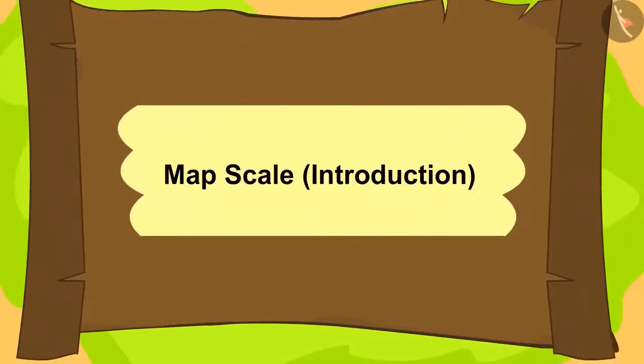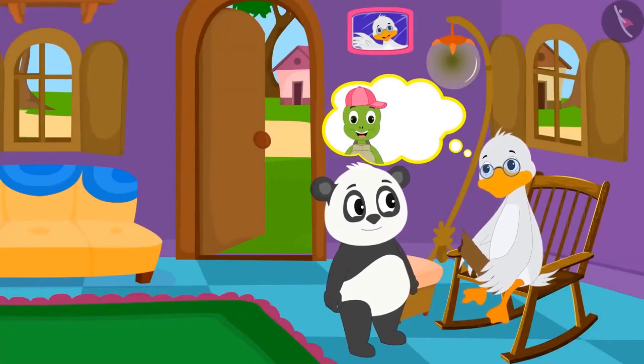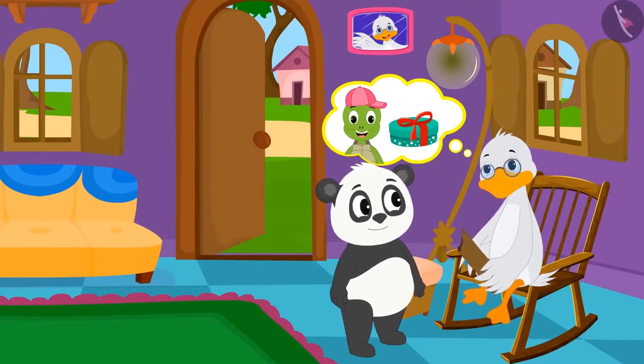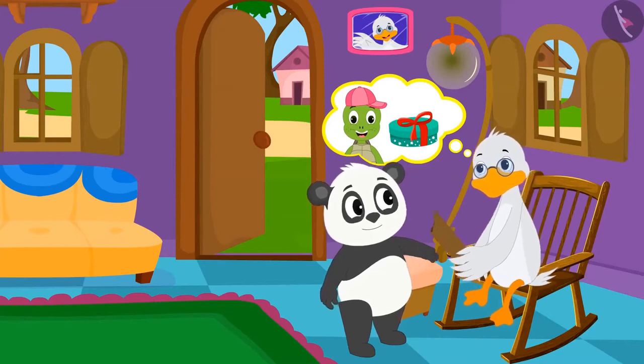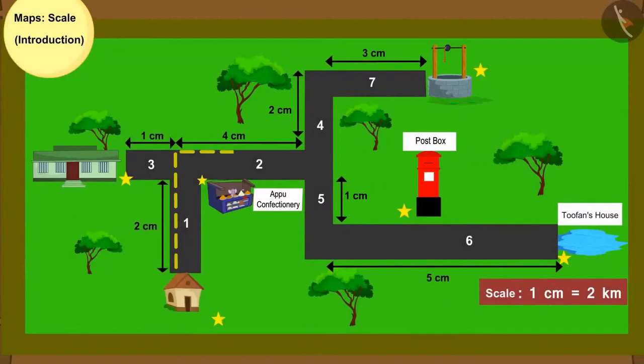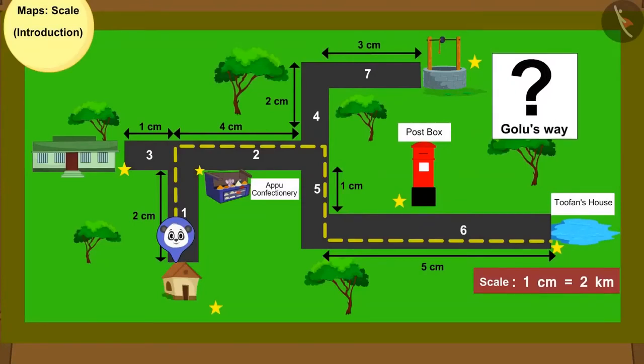Children, in this lesson, we will learn about the scales on maps. For Tufan Tortoise's birthday, Babble Duck Uncle sent some sweets with Golu Panda. Uncle gave Golu a map from his house to Tufan Tortoise's house, which was marked with a dotted line. Can you tell through which places Golu will pass on the way?